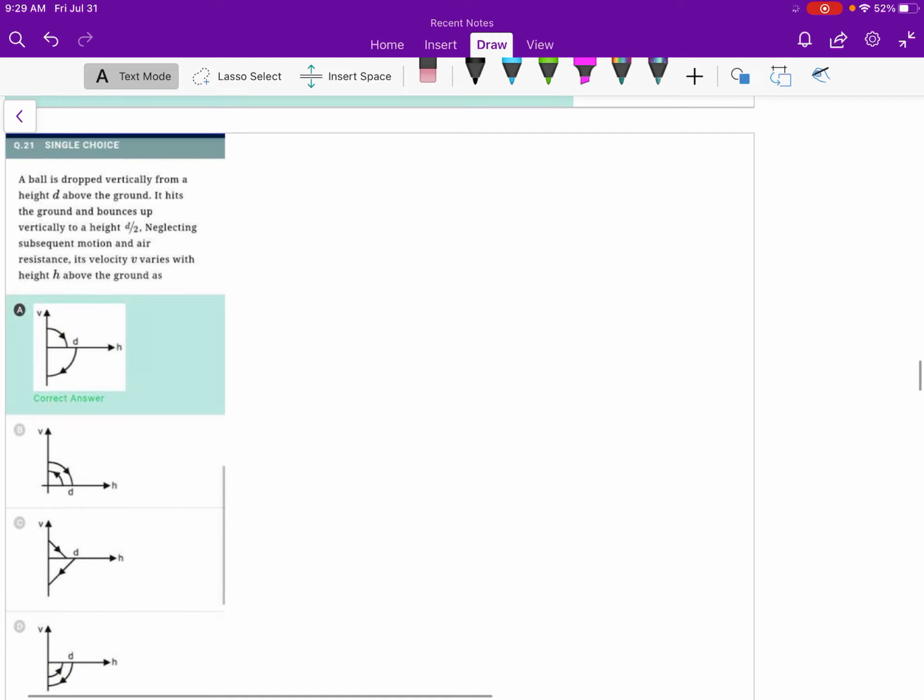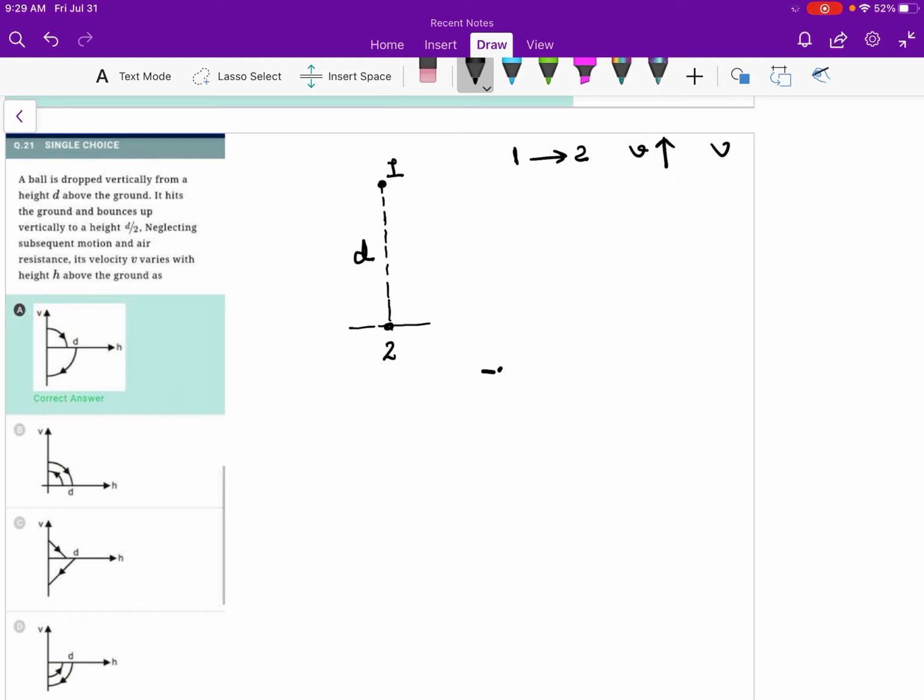A ball is dropped. This is a question that came earlier in IIT. The ball is dropped, suppose from height h. From point 1 to point 2, it is vertically thrown from a height d. From point 1 to point 2, speed continuously increases and velocity is negative, because it is in the downward direction. And from 2 to 3, speed continuously decreases and velocity is positive.